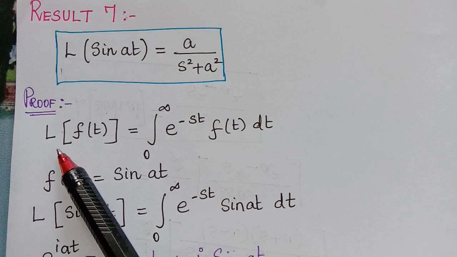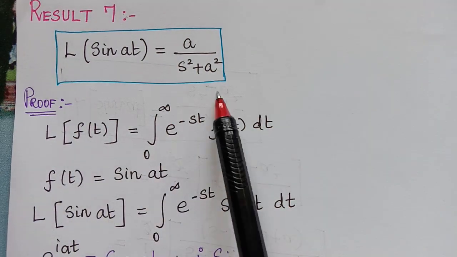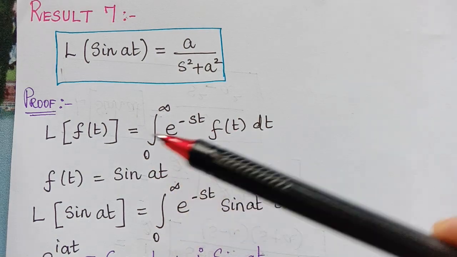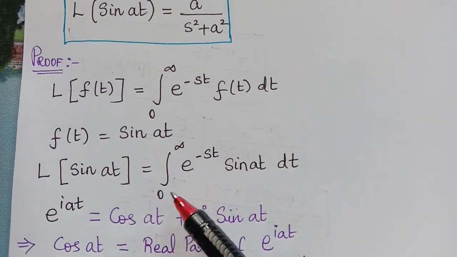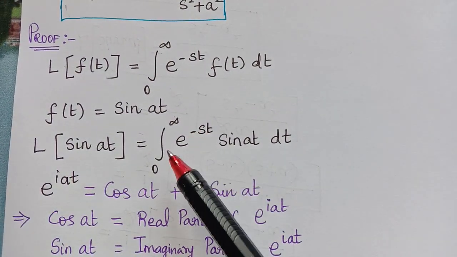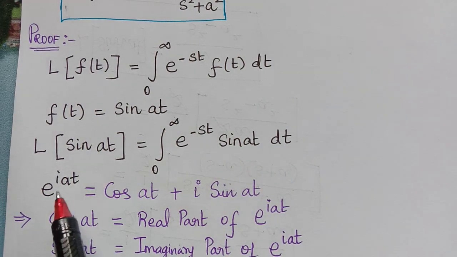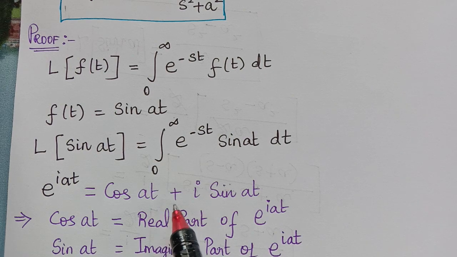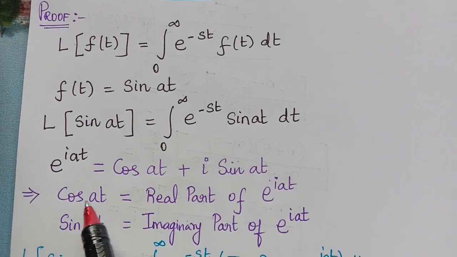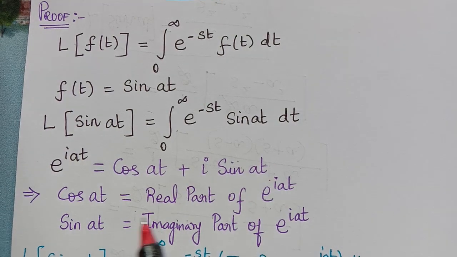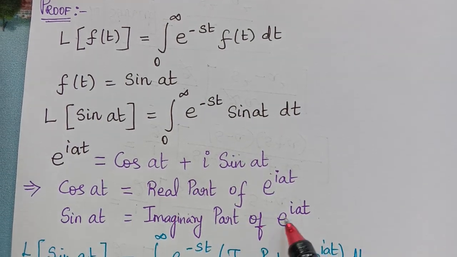So we know that the formula for Laplace transform is this, where this f of t here is sin at. Now applying this on the formula, L of sin at will be equal to integral 0 to infinity e power minus st sin at dt. We already saw that e power iat is equal to cos at plus i sin at, where cos at is the real part of e power iat and sin at is the imaginary part of e power iat.